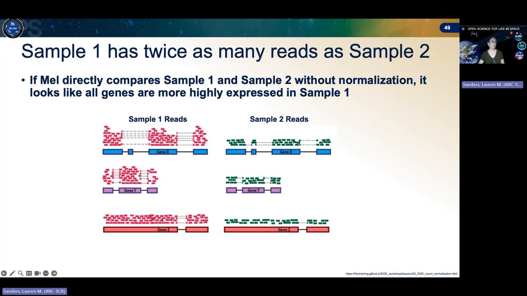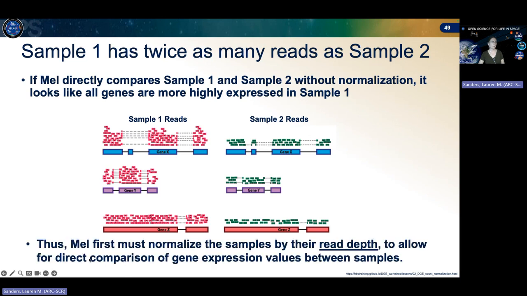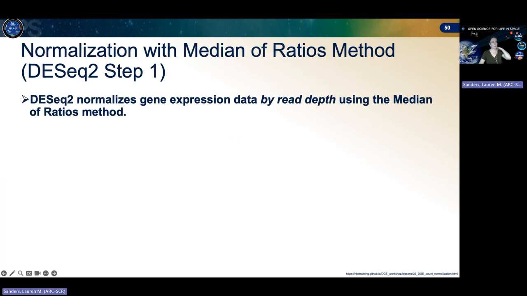So if MEL directly compares these two samples that we're looking at in this graphic, it's going to look like all genes are more highly expressed in sample 1. So MEL first has to normalize all of these samples by their read depth in order to allow direct comparison of gene expression values between samples. So when we use DESeq2 to perform differential expression analysis, DESeq2 performs normalization across all the samples using the median of ratios method, and this gene expression is being normalized by read depth.